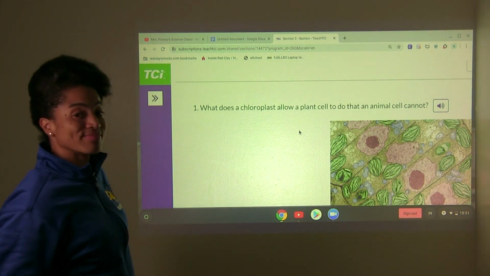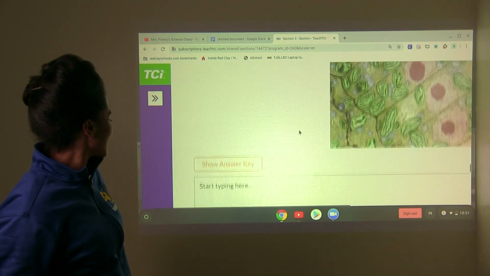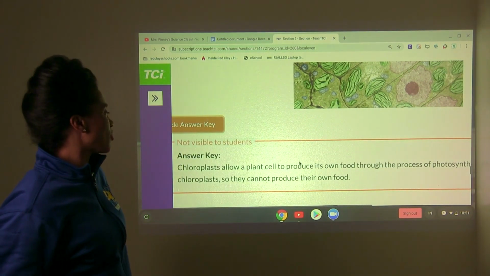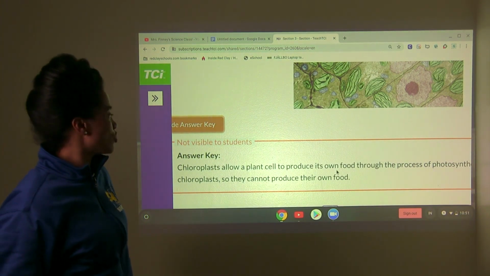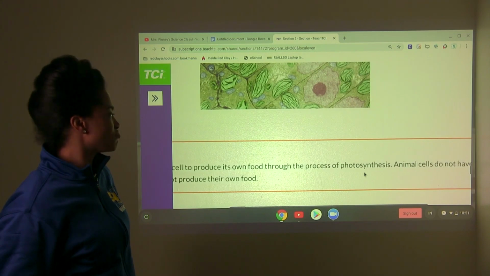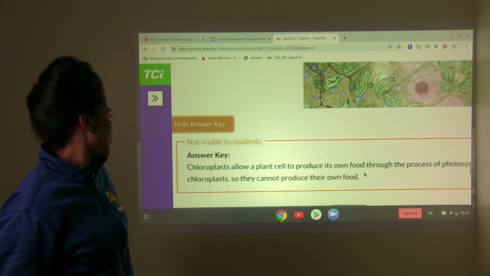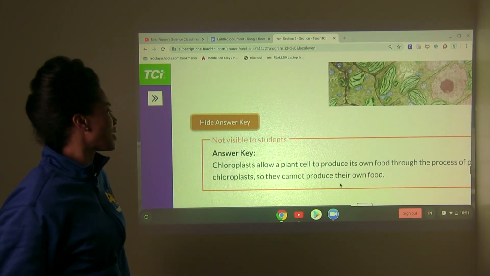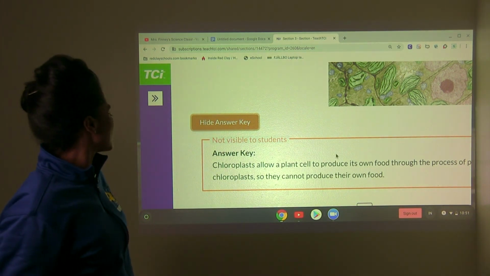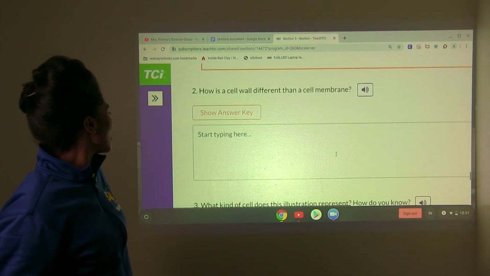Answer says chloroplasts allow a plant cell to produce its own food through what? The process of photosynthesis. Animal cells do not have chloroplasts, so they cannot produce their own food. Good job. Okay, here we go.